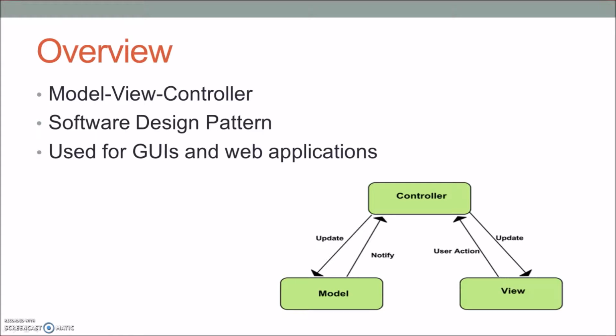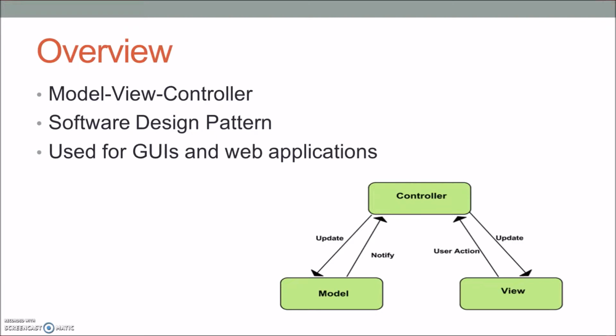So here's a quick overview of what the MVC pattern is. MVC is a software design pattern that consists of three fundamental parts, which are the model, view, and controller. Each of the three components is responsible for different tasks that we will go into more detail later.